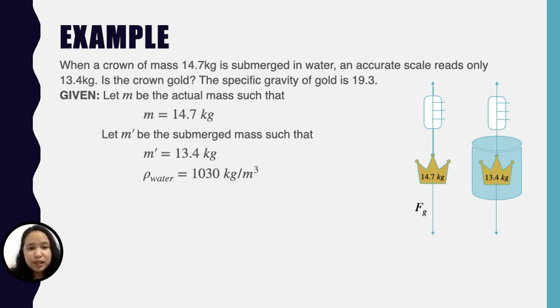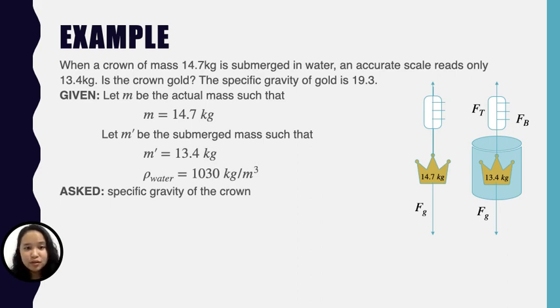Okay, so the first one is what are the upward forces? We have upward forces because it is already submerged in water. First we have the tension force. We also have the buoyant force. Okay, the downward force is the force due to gravity. Now what is asked? The way to find out whether the crown is gold or not is to find the specific gravity of the crown compared to water.